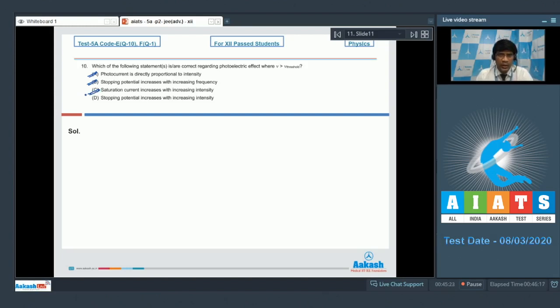Stopping potential increases with increasing intensity? Stopping potential depends on the frequency only. So we are getting options A, B and C as the correct answer for question number 10. Now let's proceed to question number 11.